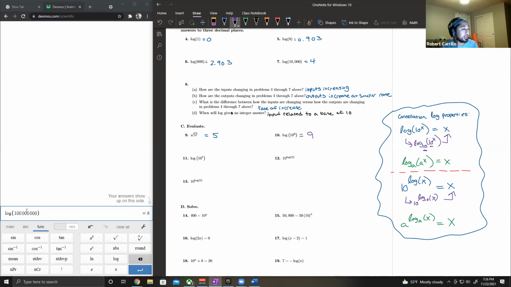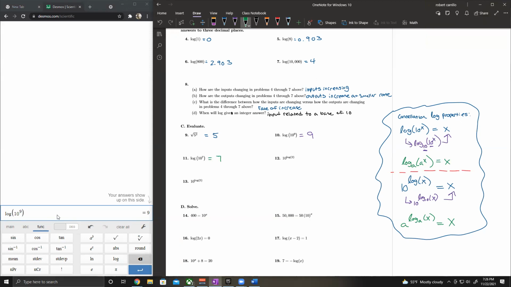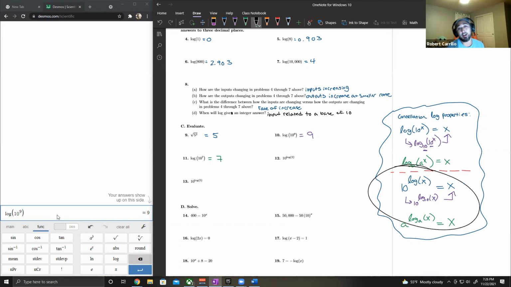And of course, you can check it in a calculator. I'm going to type this in on Desmos. Watch. Log of 10 raised to the 9th leaves me with 9. But of course, it's a lot easier if you know the properties. You don't have to use your calculator. Okay, number 11, the same thing as 10. Log of 10 to the 7th. What does this leave me with? 7.